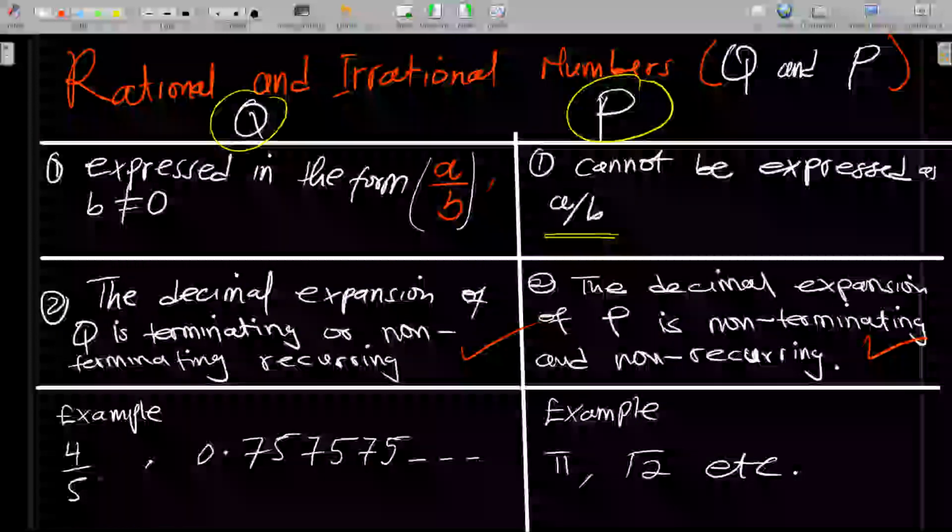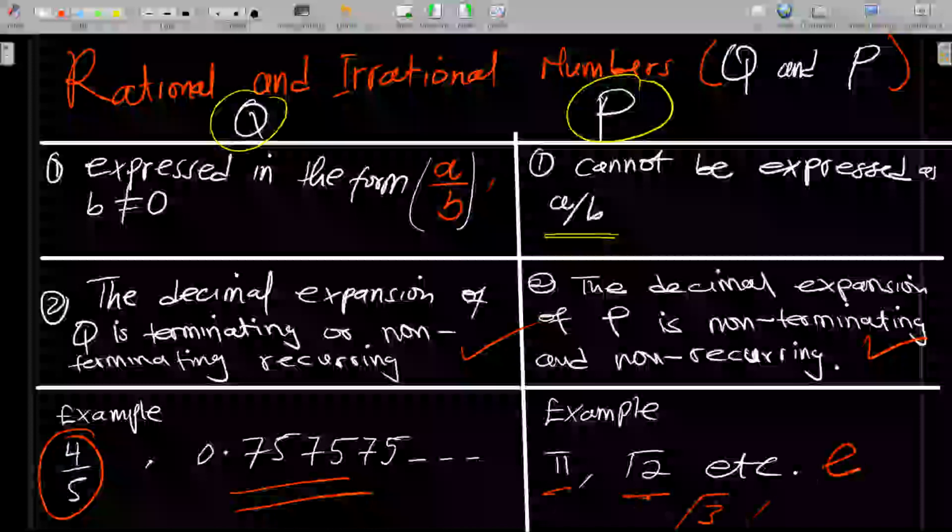Examples of rational numbers, I've given you plenty: 4 over 5, 0.757575, like this. For irrational, we have pi, root 2, root 3, and the E value on your calculator. You can use shift plus the E pattern, sorry, that is alpha plus that, and that is 2.718 something, it will keep going like that.